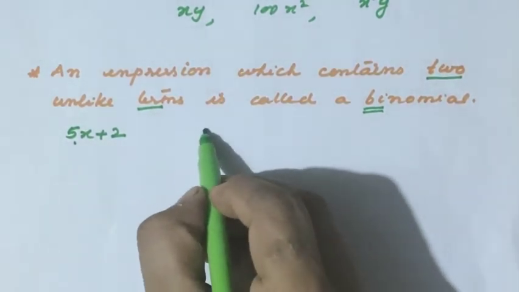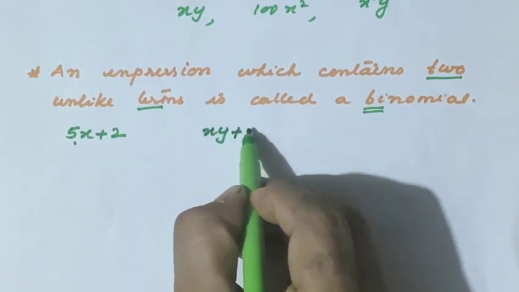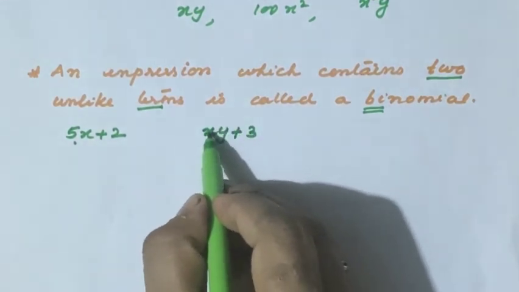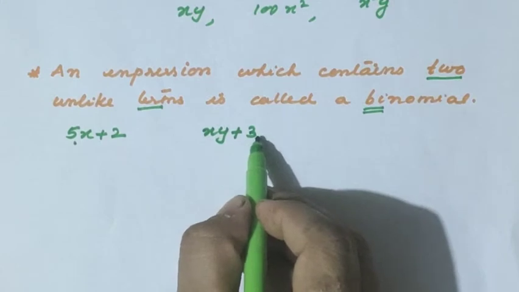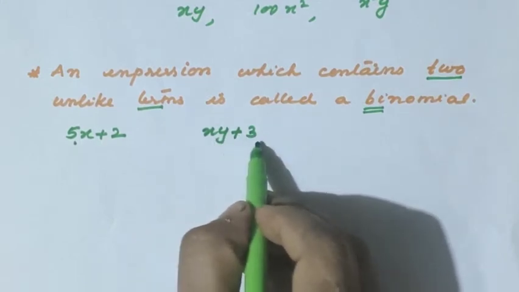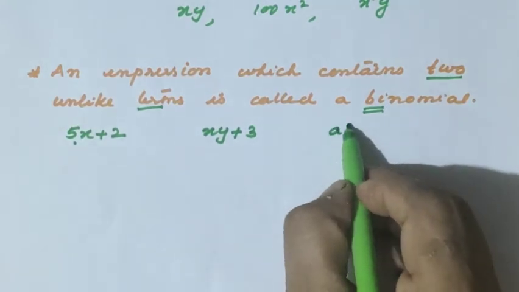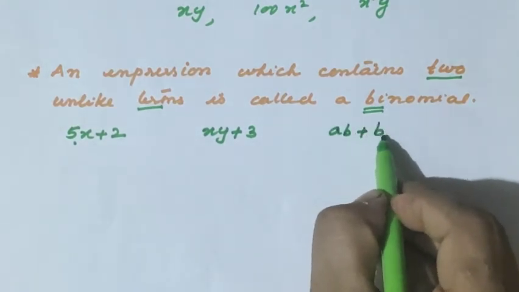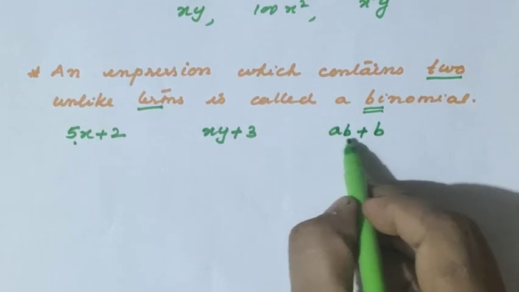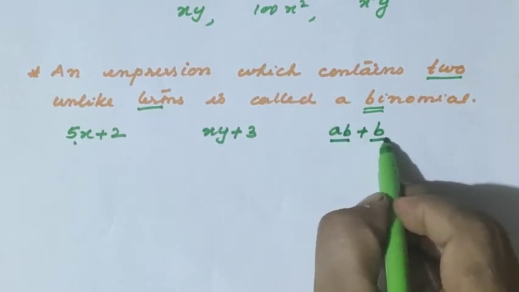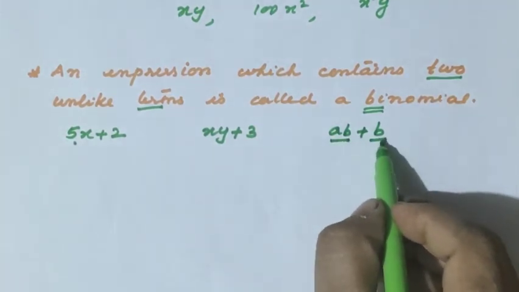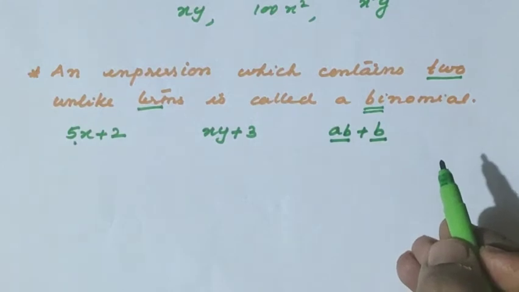Another example, I have written xy plus 3. xy is a monomial and we added 3 to this one, so we are getting two terms. It is also another example for binomial. ab plus b, I'm adding b to ab, so how many terms are you having? First term and the second term, so two terms are there. It is also an example for binomial.